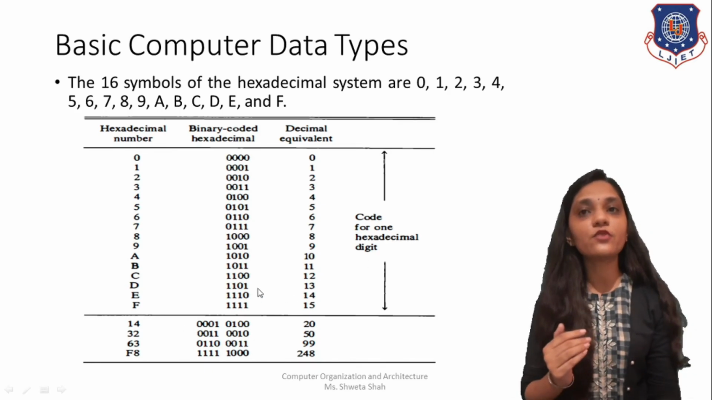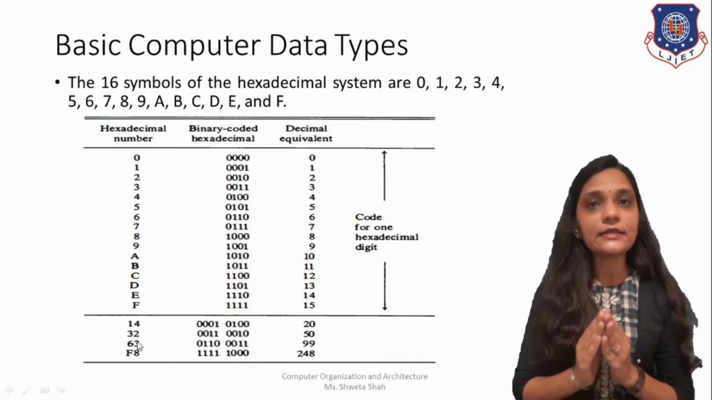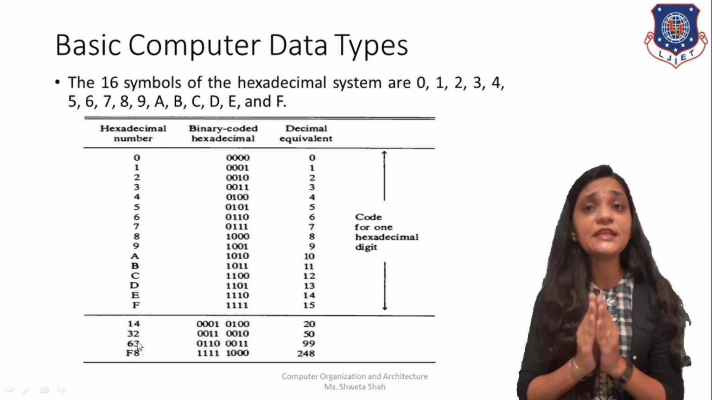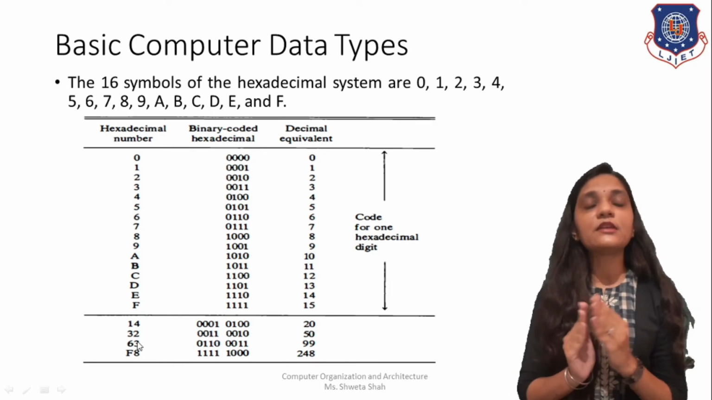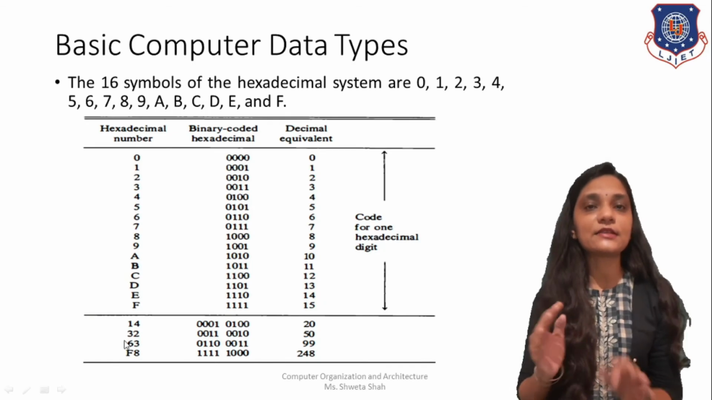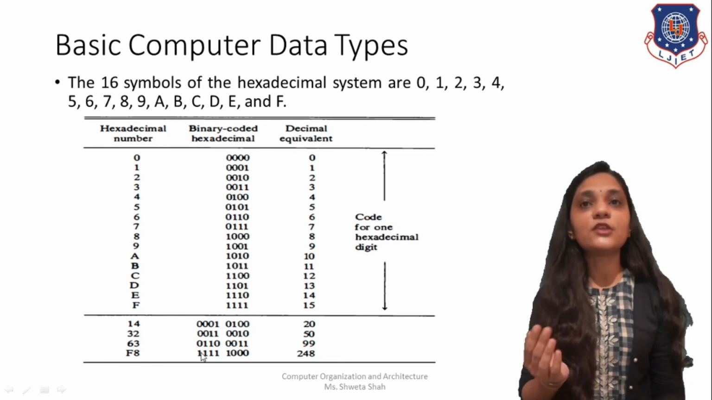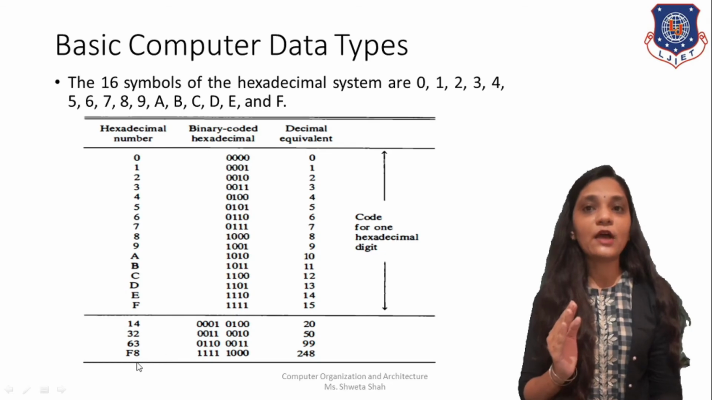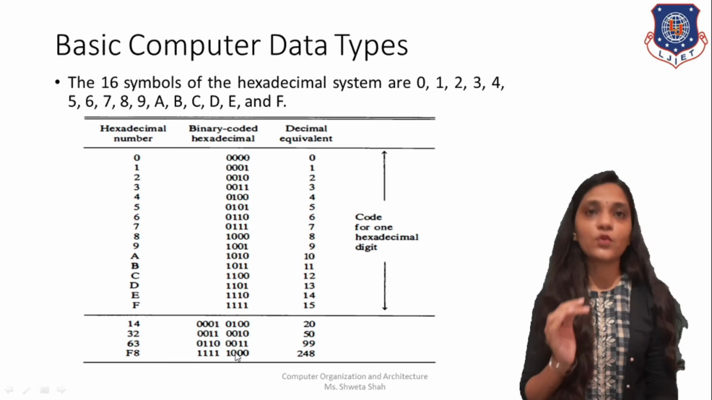If you have a string of hexadecimal numbers like F8, 63, 32, then, similar to the octal number system, you have to consider each hex digit as an individual number and convert it into binary. So for example, for 63 you consider 6 as one hex number and 3 as another hex number, and convert 6 into its equivalent binary and 3 into its equivalent binary. So you will have for 6 as 0110, and for 3 as 0011.